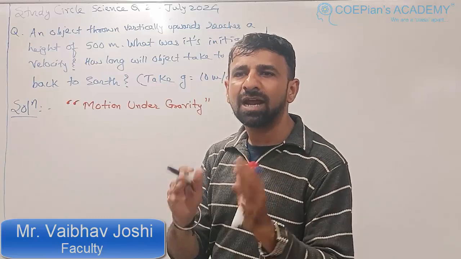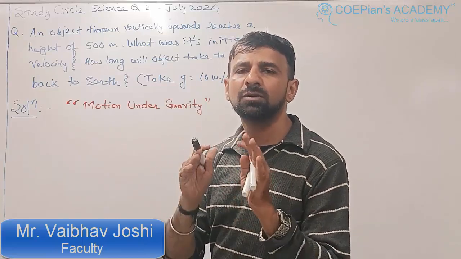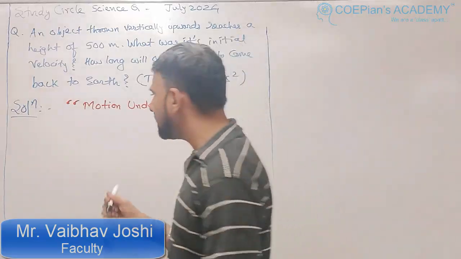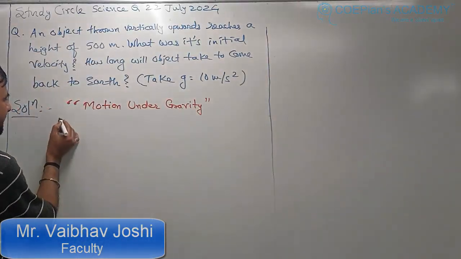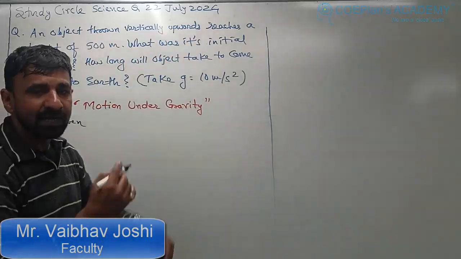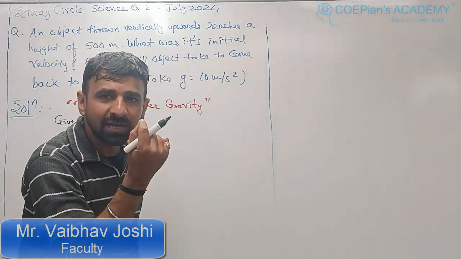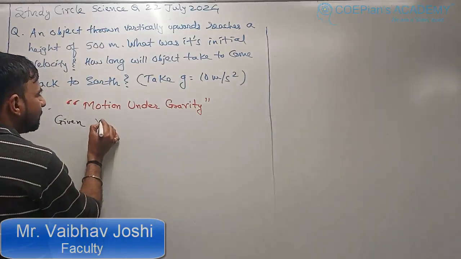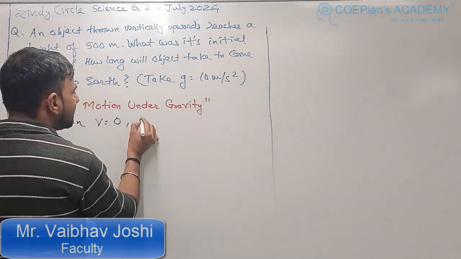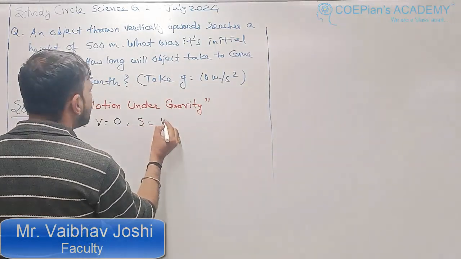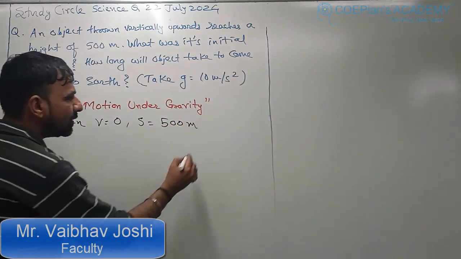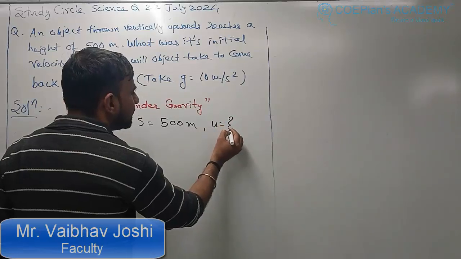Before you solve, you could try to anticipate what the question is, how the quantities are given to you and what is required. So let's start with the given quantities. An object is thrown vertically upwards and it reaches a maximum height. At that point, your final velocity would be 0, so v is equal to 0. Then by that time it would cover the distance s is equal to 500 meter. And we are asked to find out the initial velocity u.